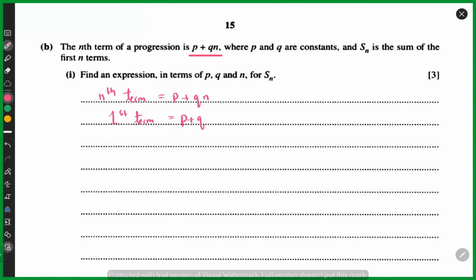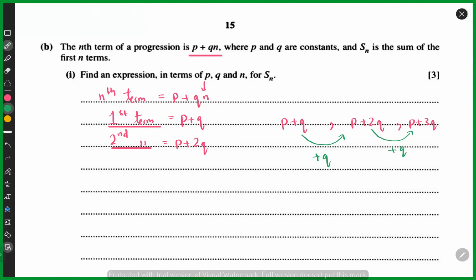Similarly, if I talk about my second term, I'm just doing this for your convenience. The second term is going to be P plus 2Q. I'm just changing the value of n according to the number of the term. So what are we able to notice? We are able to notice that there is a fixed difference. The first term is P plus Q. The second term is P plus 2Q. The third term is going to be P plus 3Q. So what does that imply? Every time I am adding Q.